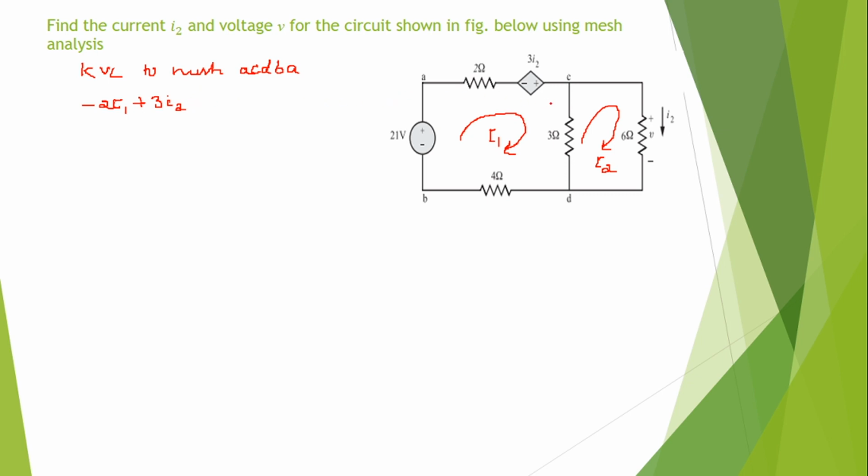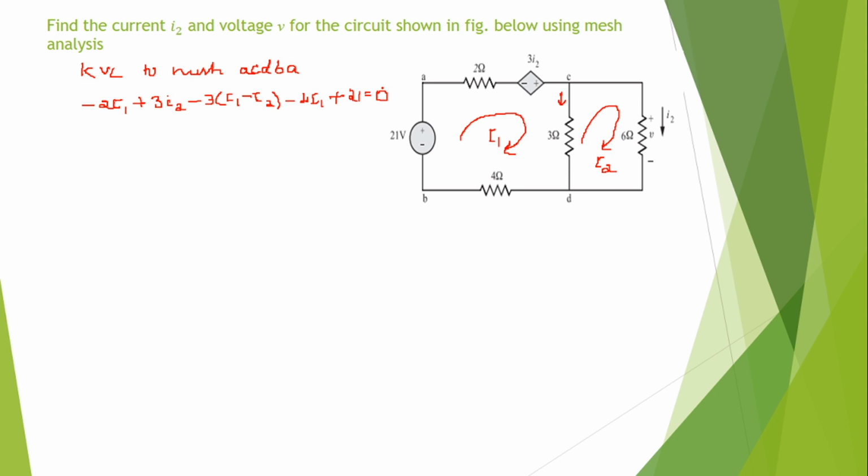Now what is the voltage drop across this 3 ohm? The path direction and the current direction, which I consider as I1 minus I2, so it is minus 3 into (I1 minus I2). Then minus 4 I1, since the path direction and current direction are the same, so minus. In this path direction the voltage is rising, so plus 21, equal to 0.